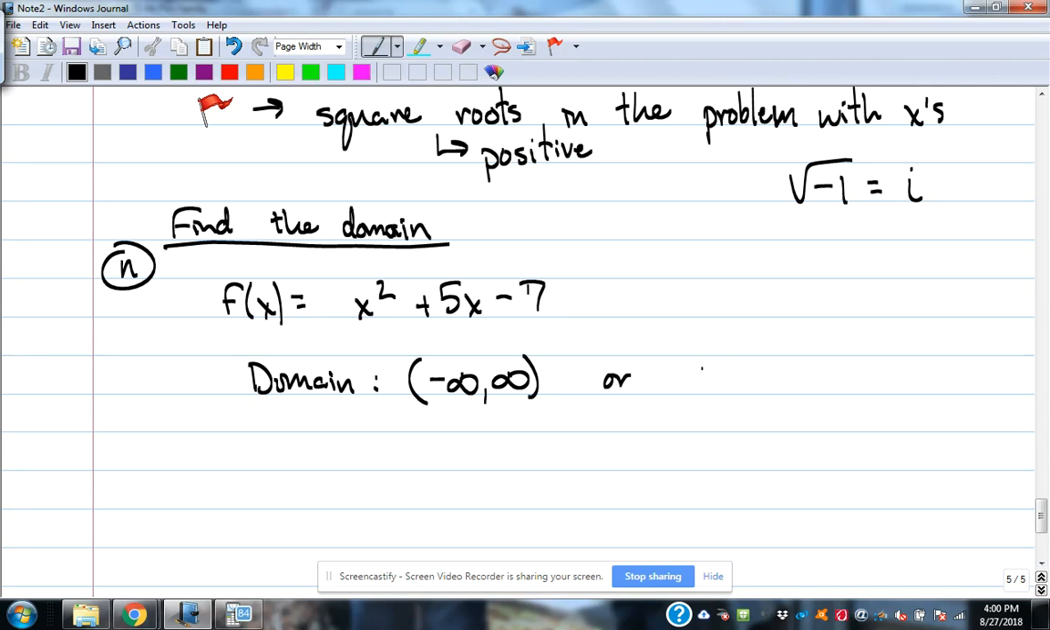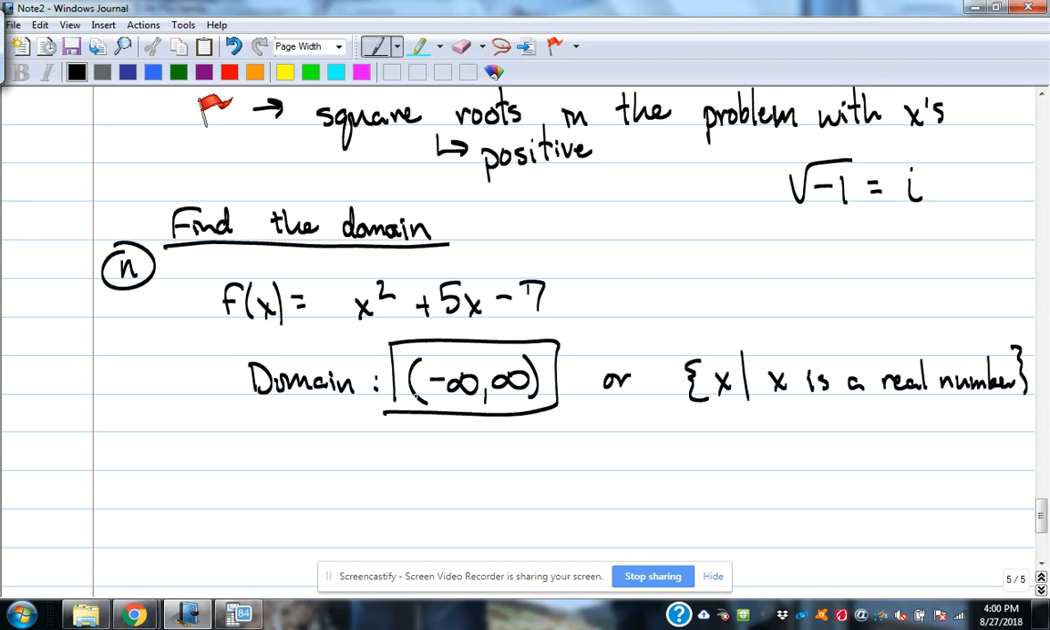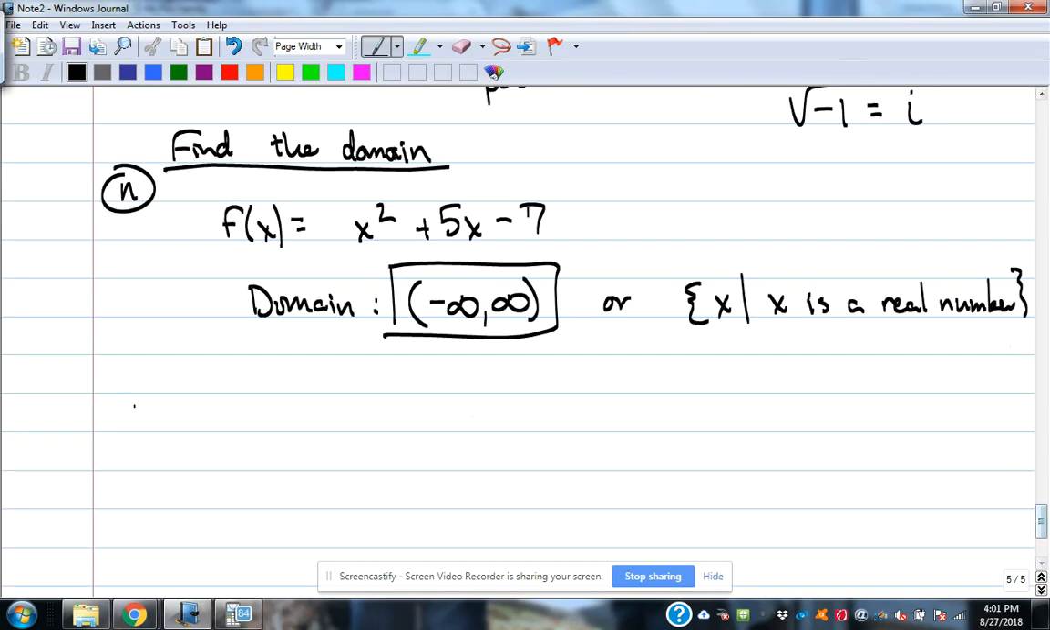Or in set notation, curly brace, x, then this straight up and down bar, and the way that's read is all x's such that x is a real number. That's a way of writing it in set notation. I like interval notation because it's shorter usually, and a little bit more descriptive about what's going on. So that means no matter what x you pick, it works in this problem as long as it's a real number. No i's involved, but real numbers. Okay.